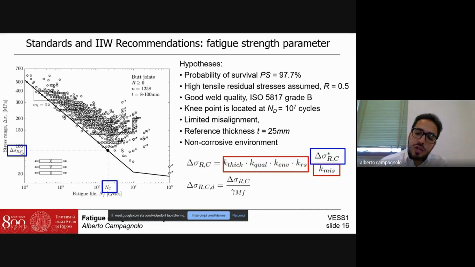However, in a typical application, we cannot assume directly this fatigue strength class, but we have to correct this value by assuming different correction factors. The first one is due to thickness. The second one is due to the quality of the weldment, the environment, the residual stress, and the misalignments. After having corrected the fatigue strength category, we have also to reduce this value by assuming a safety factor due to material.